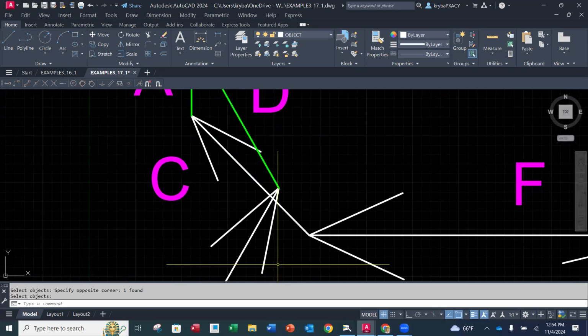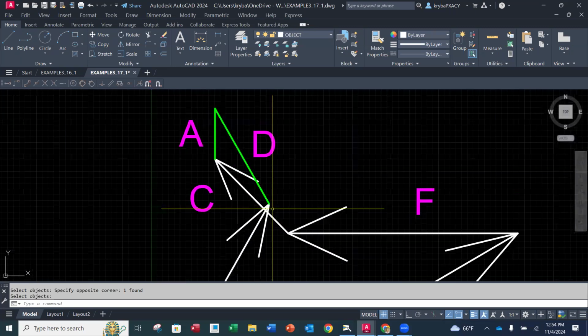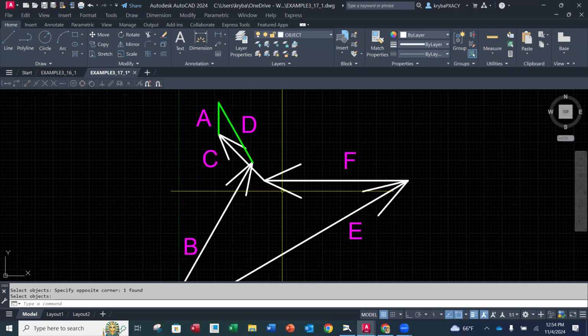And that's why it's really important to have your object snaps on and to zoom in to be sure that you're getting the appropriate endpoints and not intersections like we see happening.